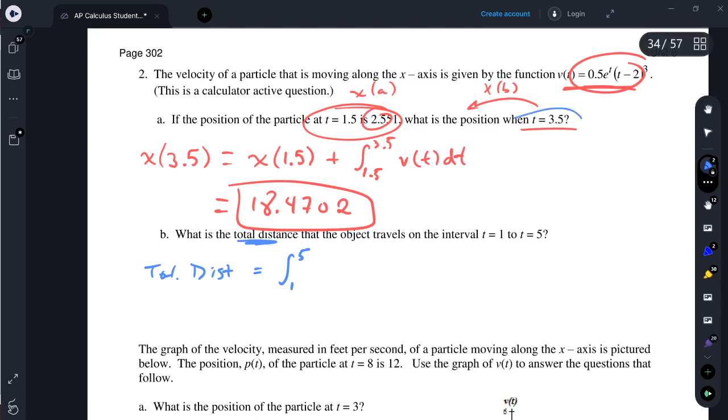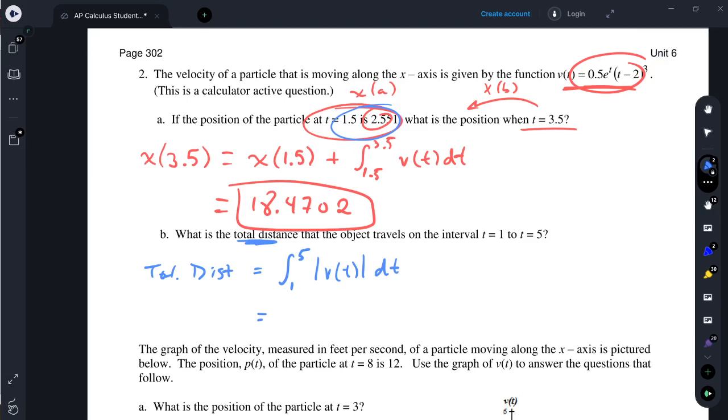Whereas when we want the position at 3.5, it does matter the position we started with. So this is going to be the integral of the absolute value of v of t dt from 1 to 5. So that's all you need to write down. Then we can type this into our calculator.